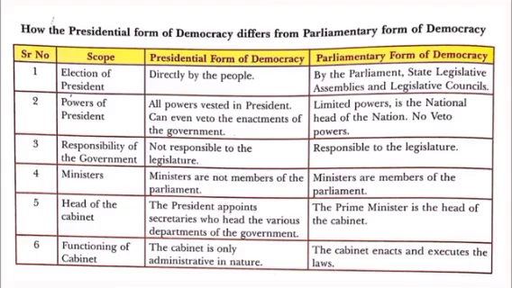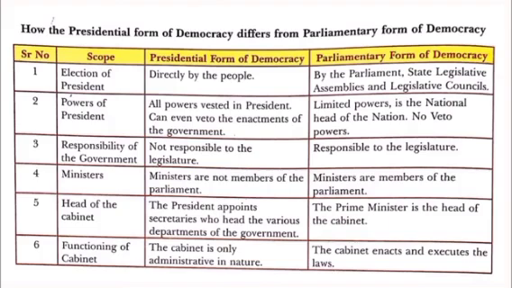The first scope is that election of president. In presidential form of democracy, it is directly by the people, whereas in parliamentary form of democracy, it is indirectly by the parliament, state legislative assemblies and legislative councils.